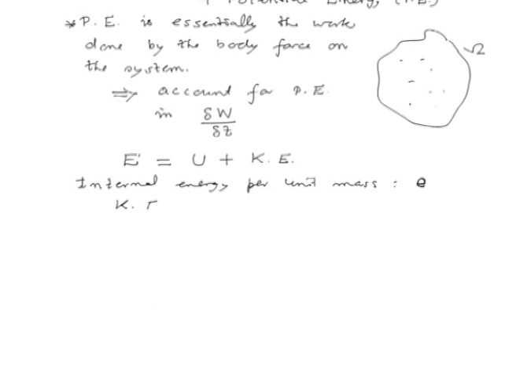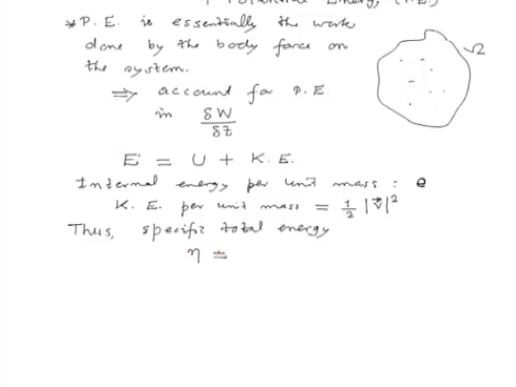Kinetic energy per unit mass, this would be given by half square of our velocity magnitude. So, thus our specific total energy, let us use a symbol eta for it. Eta is equal to e plus half of modulus of V squared.